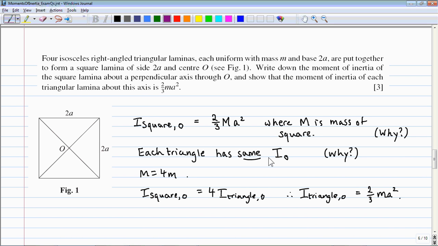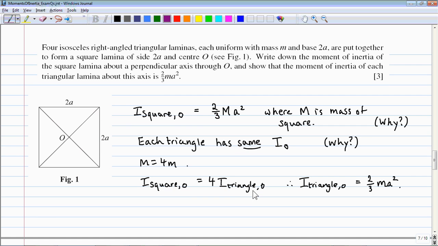And if each triangle has the same moment of inertia, why does each triangle have the same moment of inertia about O? Well, we discussed this at the beginning, right? It's just symmetry. Each of those four triangles is exactly equivalent with respect to that axis, so they have the same moment of inertia about O, and the mass of the square is equal to 4 times the mass of the triangle, so the moment of inertia of the square is equal to 4 times the moment of inertia of the triangle. That's just addition, yeah? We add together the four triangles, we get the square. So the moment of inertia of the triangle about O is 2/3 ma squared.